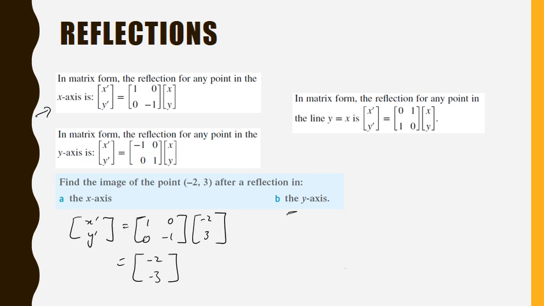And then the y-axis, we do the same thing. So we get negative 1, 0, 0, 1, times negative 2, 3. So then you should have 2, 3.